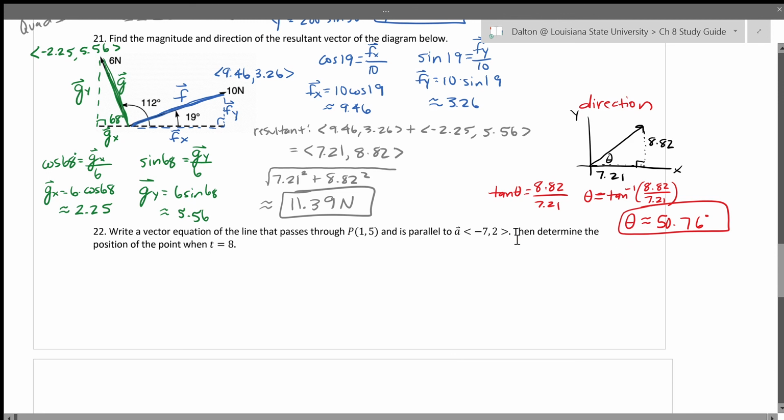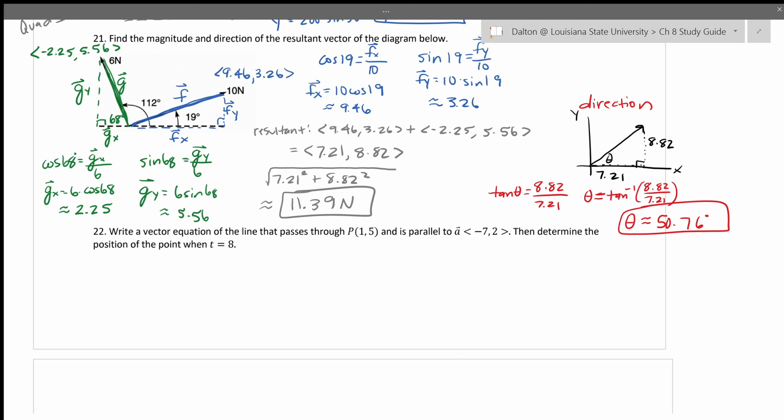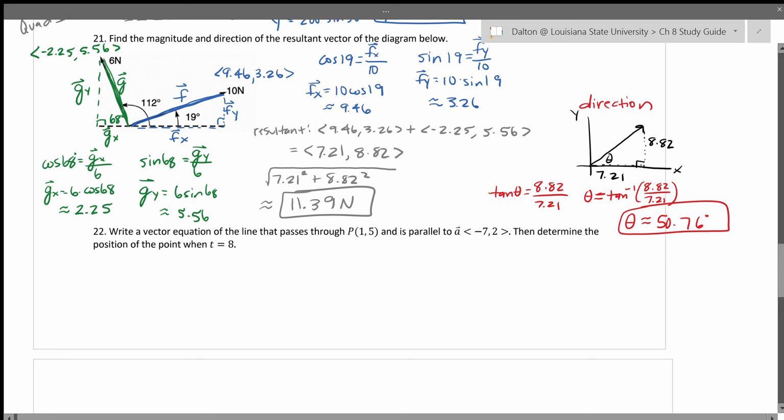Last question on the page. Write a vector equation of the line that passes through this given point and is parallel to this given vector. Then determine the position of the point when time t is equal to 8. Well, if you recall, a vector equation has, I'll say, the template. It's kind of like slope-intercept form.